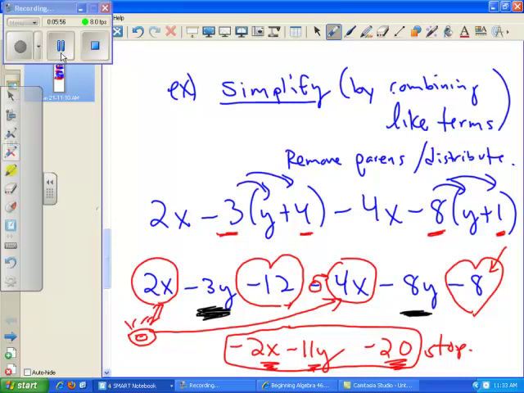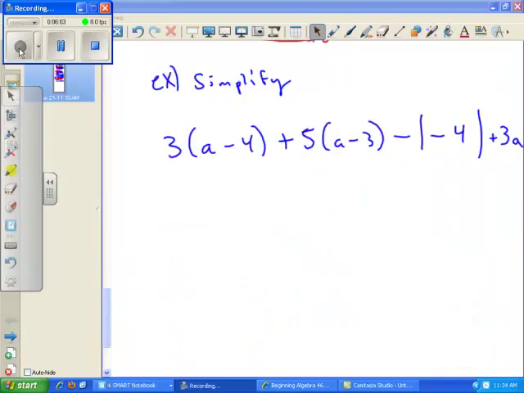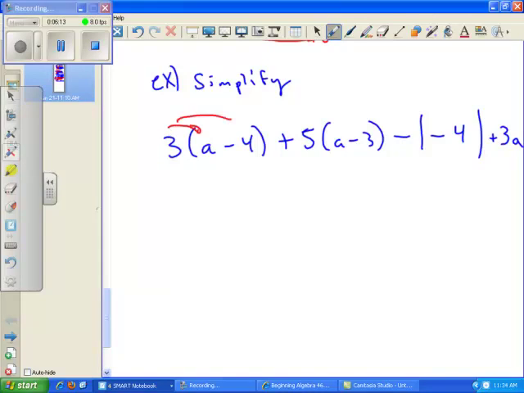All right, hope that helps. Let's try one more: simplify by combining like terms. Okay, again, we see parentheses, we see bars. We need to clean this up before we can combine like terms. So now we know we have to use the distributive property to get rid of those parentheses. So we know that's going to be 3a minus 12 plus 5a minus 15.